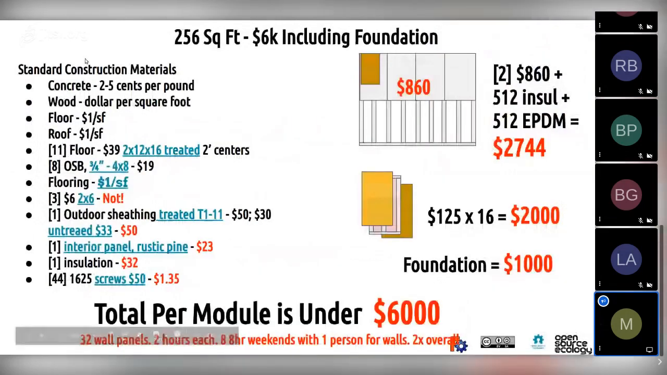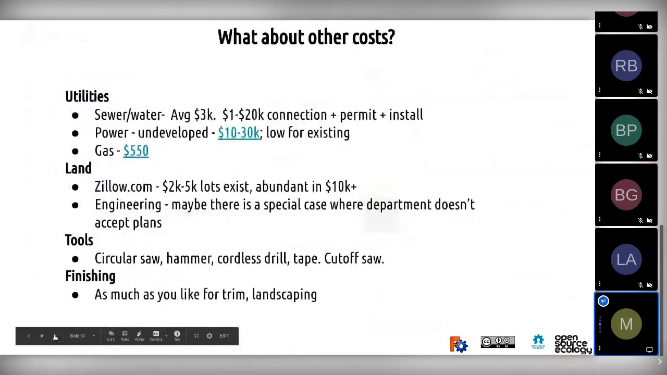Well, yeah. We're calculating that each 256-square-foot module costs about $6,000 in materials. Concrete is 2 to 5 cents per pound. Wood floor and roof is $1 a square foot in general if you use the lowest-cost techniques. But at the same time, okay, let's say we can do the price. Also the utilities, though. How do you do the utilities?